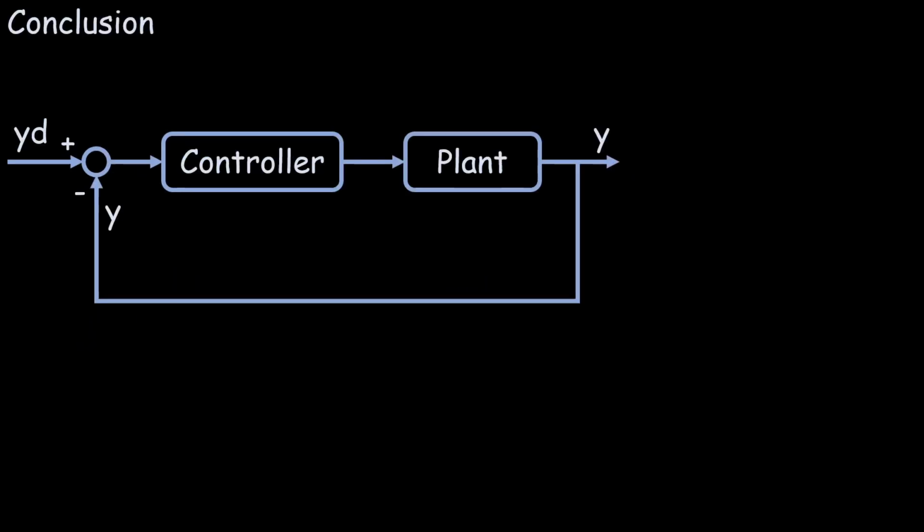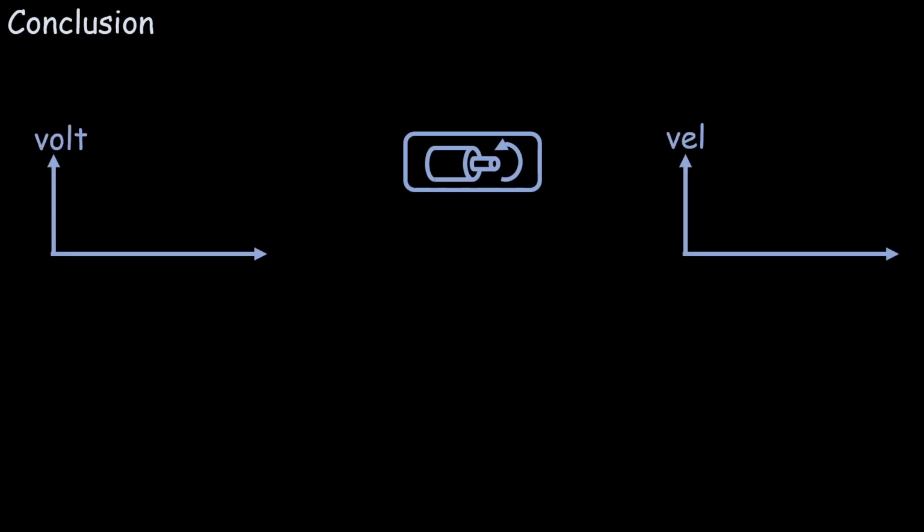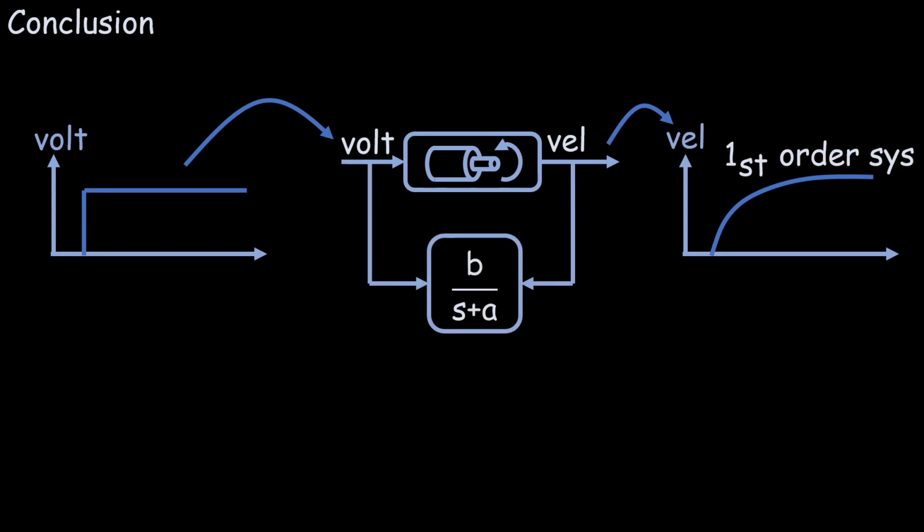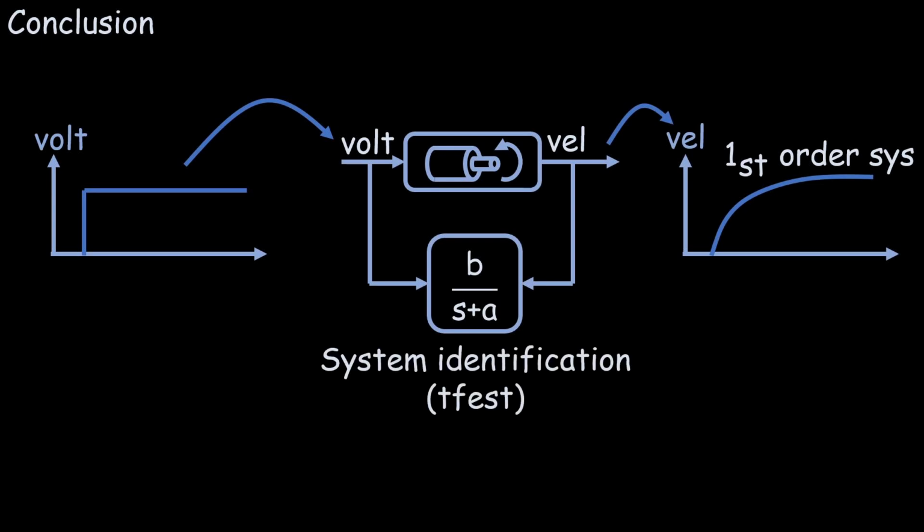In conclusion, before designing a controller, it is necessary to perform modeling to obtain the system's model. The parameters can then be determined through system identification. For example, with a DC motor driven by voltage, it is reasonable to assume that the velocity-voltage relationship is a first-order model. By recording the applied voltage and the motor speed, the parameters of the model can be calculated using MATLAB's TFS.